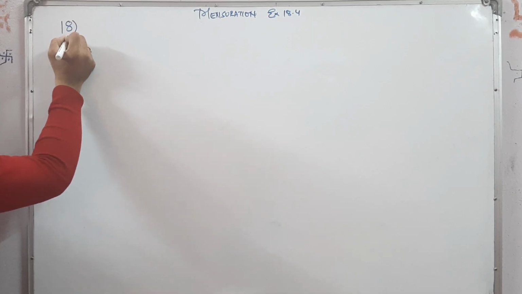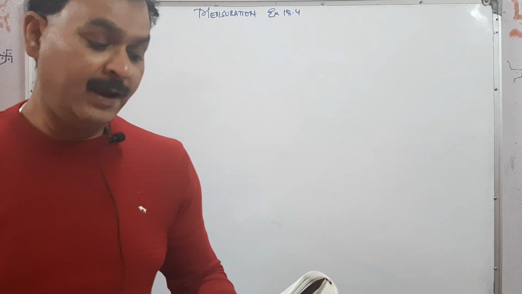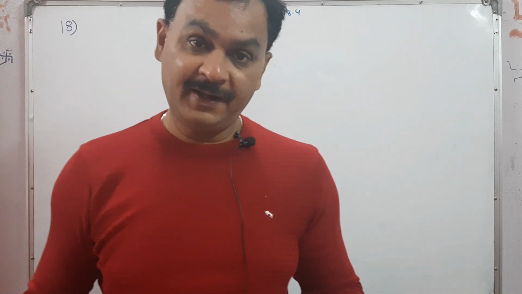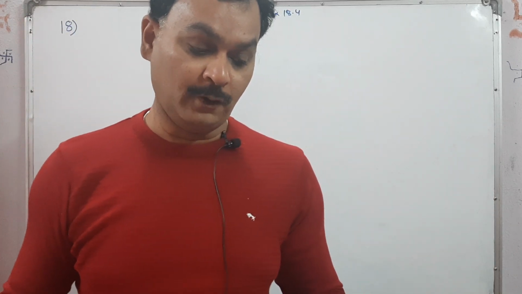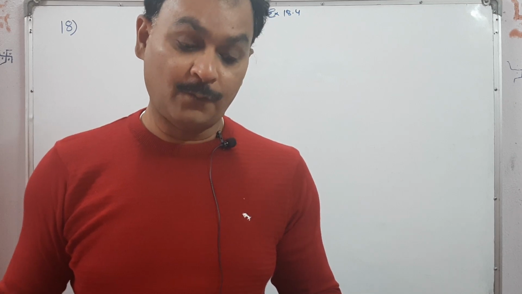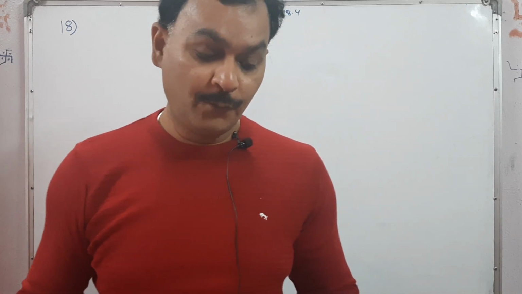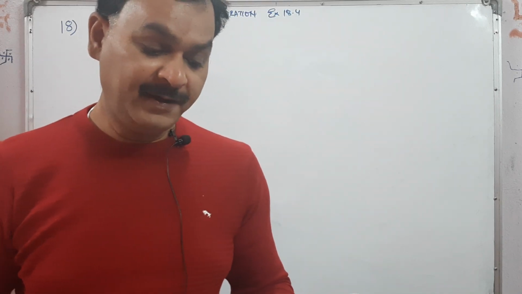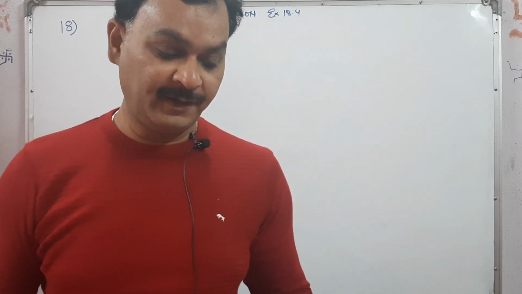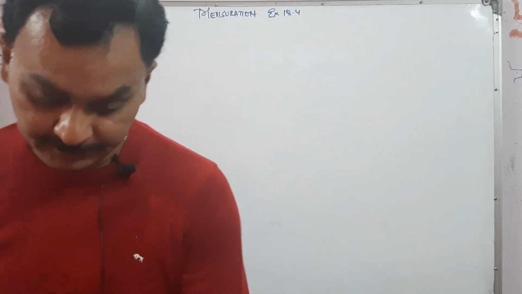Question number 18, the last one. The adjoining figure shows a metal pipe 77 centimeter long. The inner diameter of the cross section is 4 centimeter and the outer one is 4.4 centimeter. Find its inner curved surface area, outer curved surface area and total surface area.